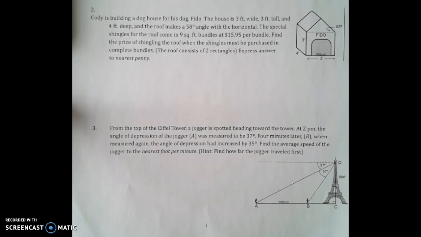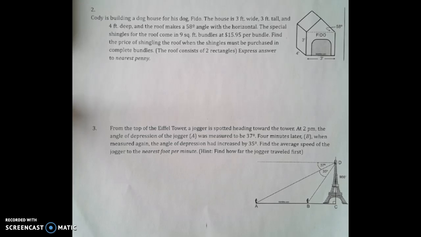And the roof, again, consists of 2 rectangles. So there's one rectangle here, and we can envision that the other one would be over here. Express your answer to the nearest penny. So what we're going to have to do here is figure out the dimensions of these rectangular sides, and that's going to help us figure out how many square feet of shingles we need, and that's going to help us determine how many bundles we're going to need.